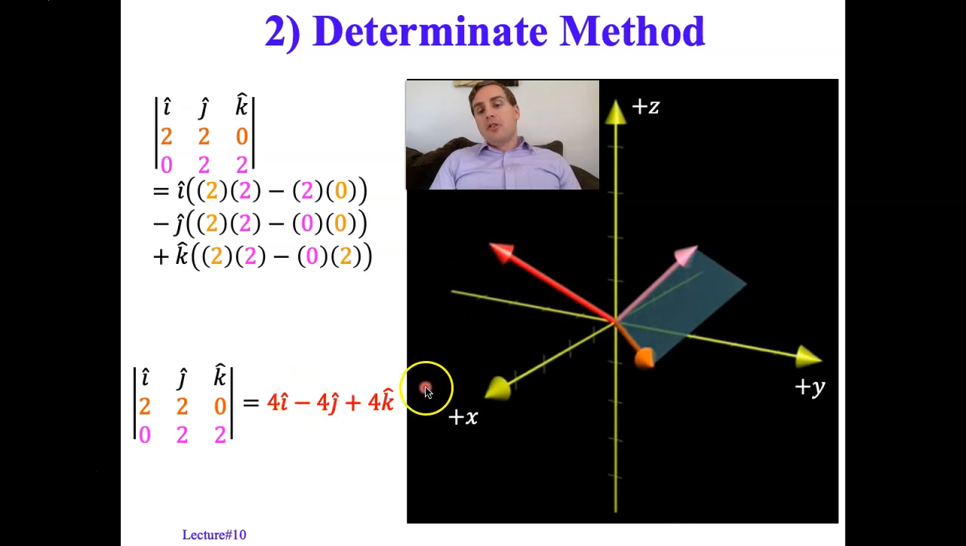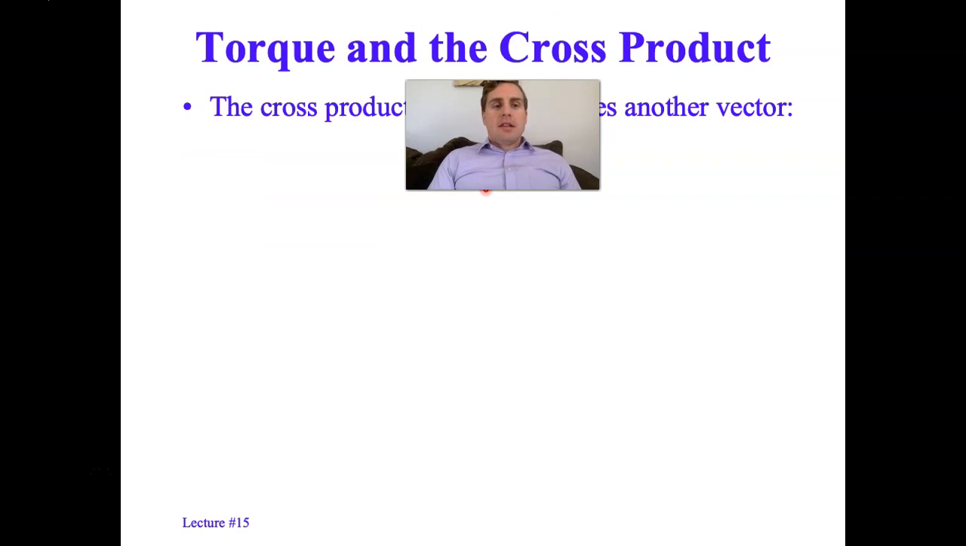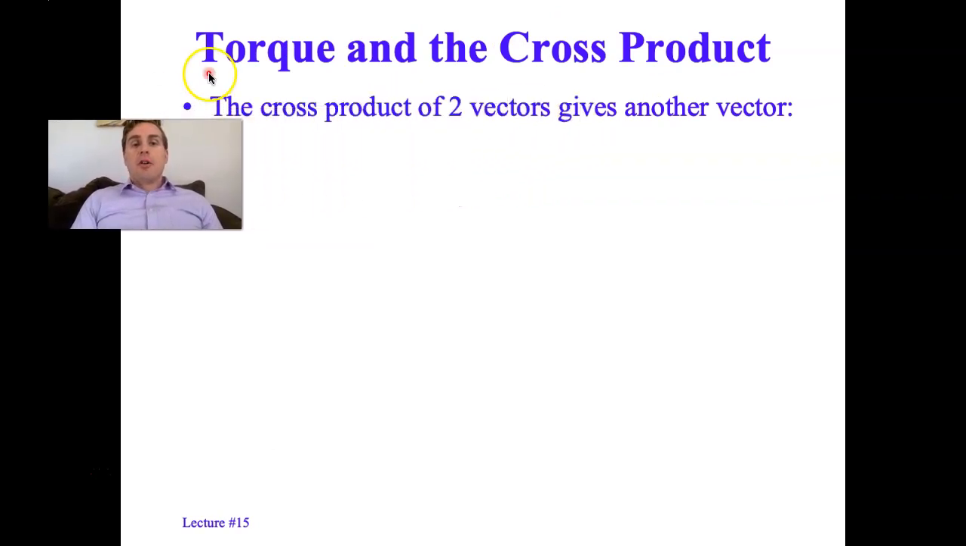So again, that direction is given by the right-hand rule, and it's also given by this math using the three-dimensional determinant method cross product. By the way, you could calculate this with Matt's rule, but I just think it's more cumbersome. Now, here, let's finally get into the physics. Let's talk about torque and how it's related to the cross product.